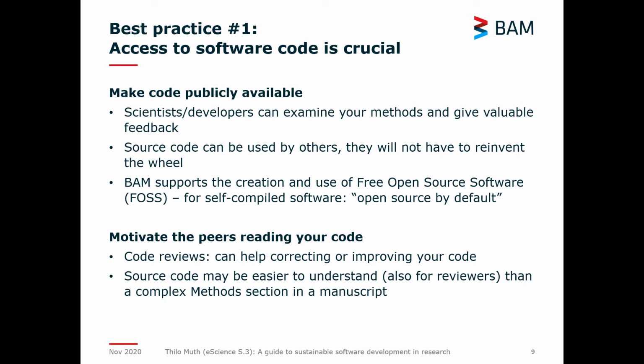Then motivate your peers to read your code. Try to perform code reviews. This can help you correct and improve your code. Source code may also be easier to understand for reviewers than a complex method section in a manuscript. So that's why it's so important that you put your source code out as well. Method sections in a manuscript can be quite complicated with some formulas, but when you read the code, you understand your methods better. Others can understand your methods better.